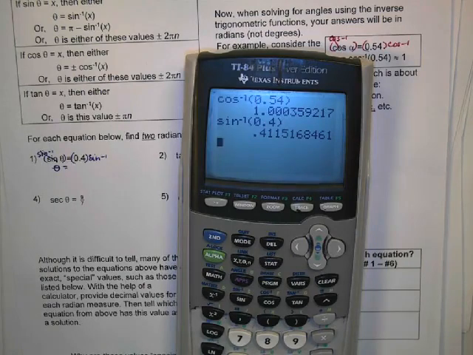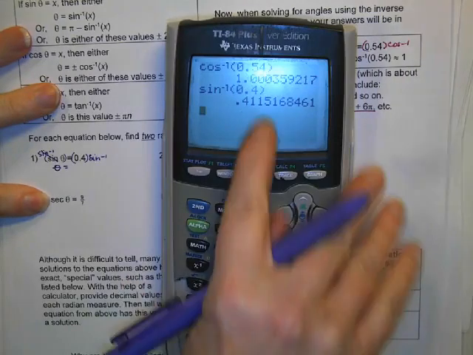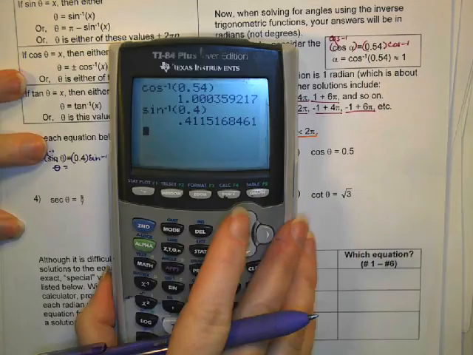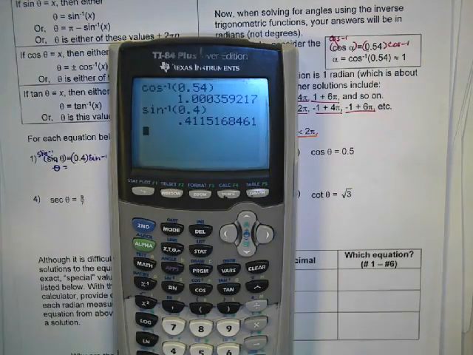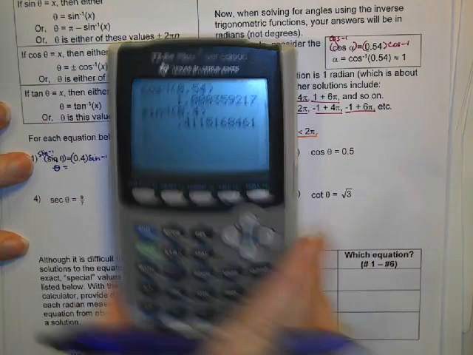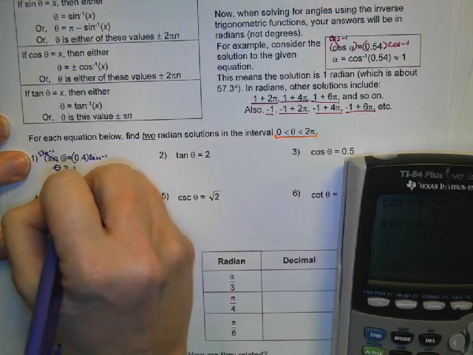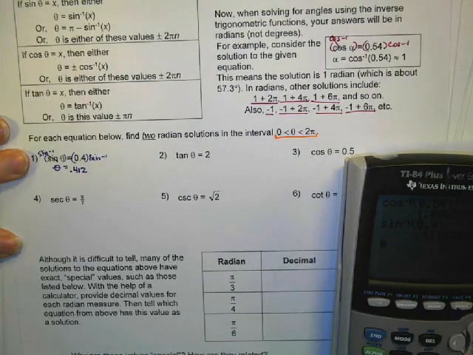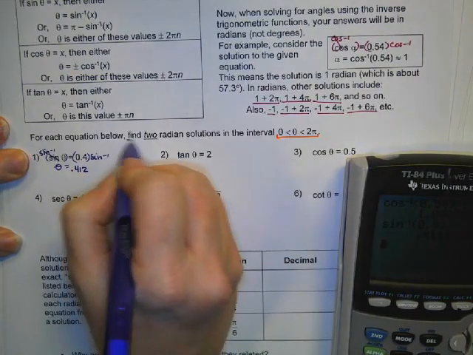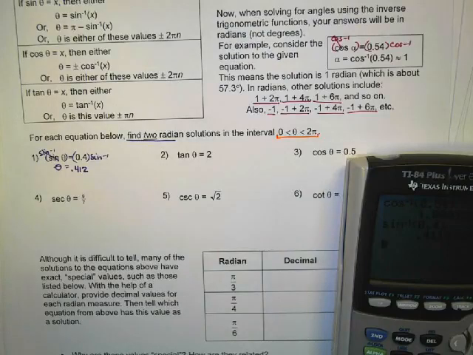270, right? 2 pi as a... not as a degree. What is 2 pi as a decimal? 6.28. So when I'm looking at my values that the calculator gets me, I need to make sure that I'm between 0 and 6.28. That's 0 and 2 pi. This is 0.4115 or 0.412. That is between 0 and 2 pi. But the instructions say I need 2 of them, not just the first one.